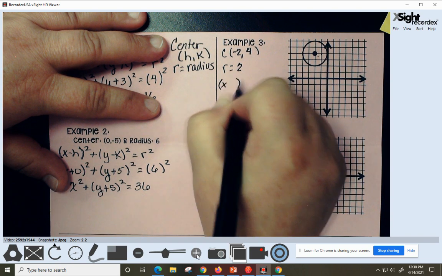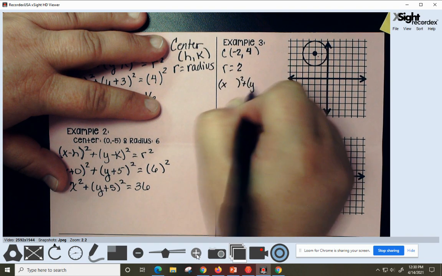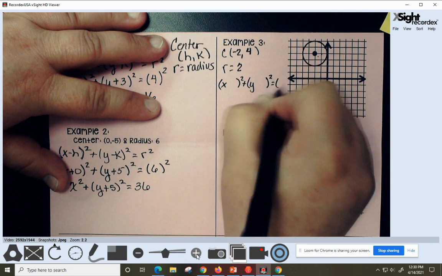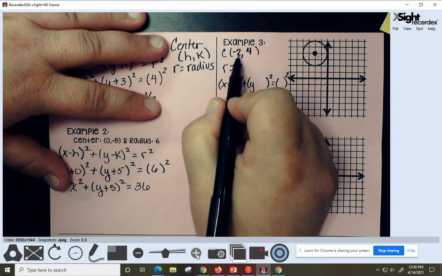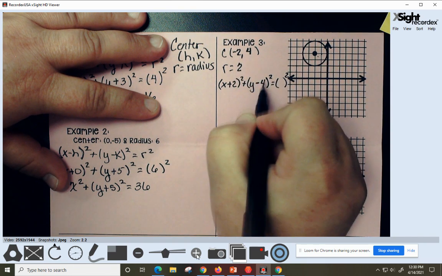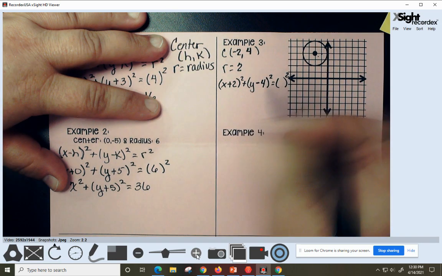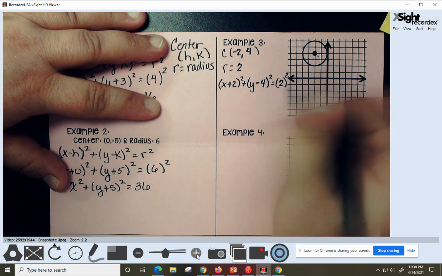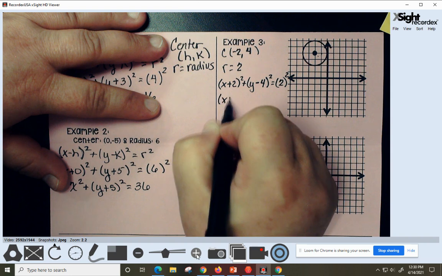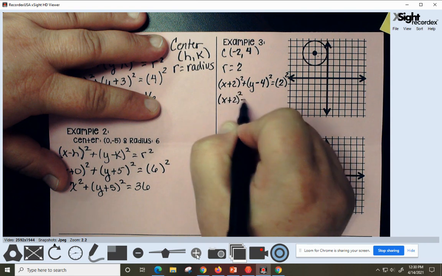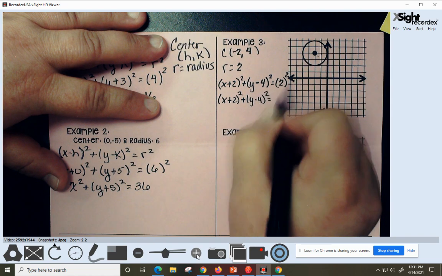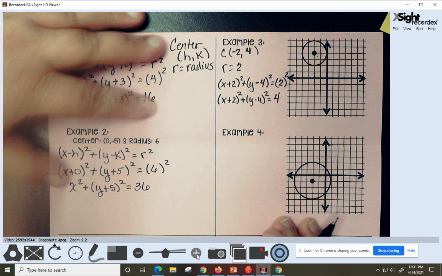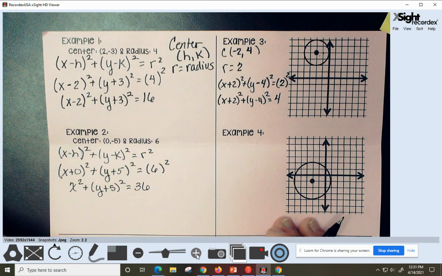So I'm going to plug into my little shell here. So this is going to give me x plus 2, plug it in the opposite. Y minus 4, plug it in the opposite. And getting a radius of 2. So my equation would read x plus 2 quantity squared plus y minus 4 quantity squared is equal to 2 squared, which would be 4. And I've written the equation for that circle that was graphed.